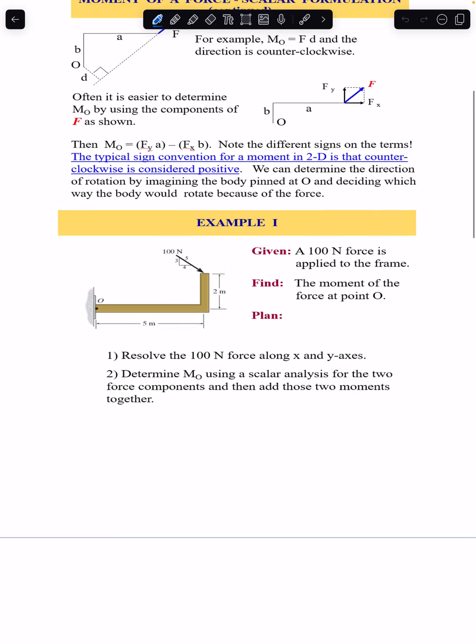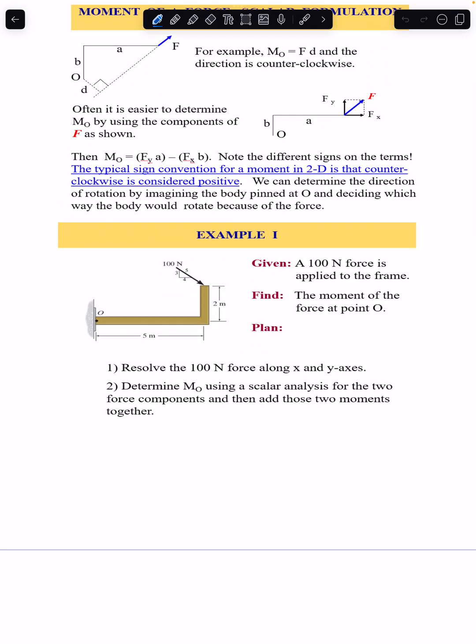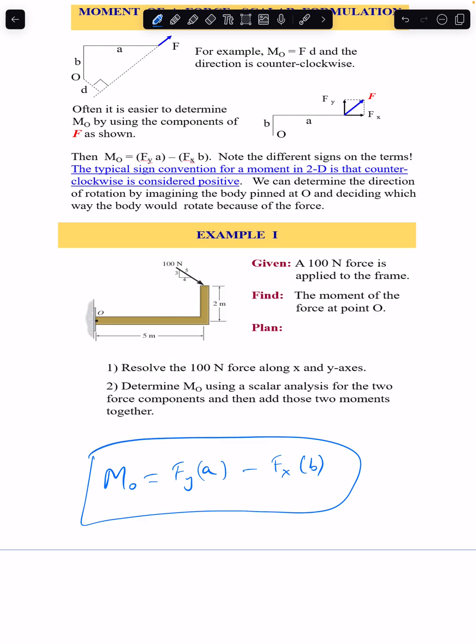So for this first part of moment, we are given that the moment about a point O is equal to the force along the y times the distance A, minus the force along the x-axis times the distance B. So that is the formula we are given, and that is the formula you see here. And I'll explain this in class. So this is the first example we have, example 1.